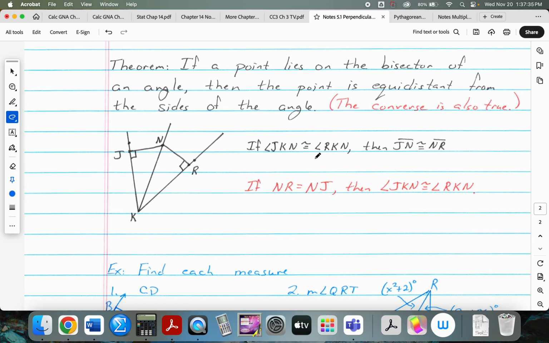If a point lies on the bisector of an angle, then the point is equidistant from the sides of the angle. And the converse is also true. So if these two angles are congruent, then those two segments will be congruent. That's the distance from the point to the side of the angle. Right, when we're measuring the distance from a point to some line, you always have to be perpendicular to the line. That's why these have to be at right angles. If I'm measuring the distance from N to KR, I'm not going to go over here someplace, am I? I want to go the shortest distance, which is along a perpendicular. And conversely, if these two are the same length, then this must have been an angle bisector.